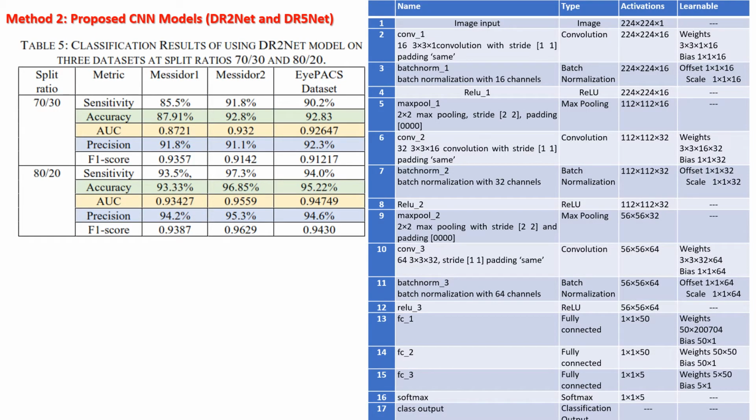This is my proposed CNN model, 17 layers. I would like to mention the size of the filter, which is more suitable for fundus images. I used a very small size, 3 by 3, to be suitable for lesions like microaneurysms. The results are considered good.